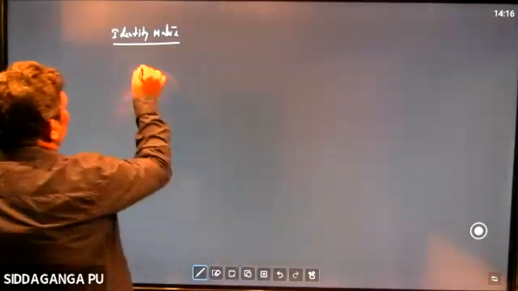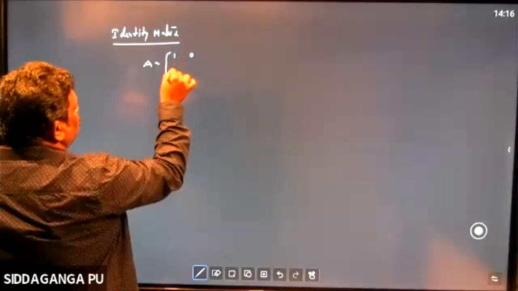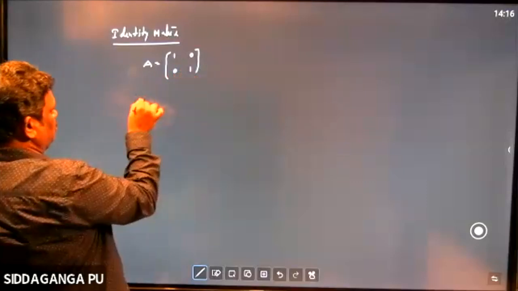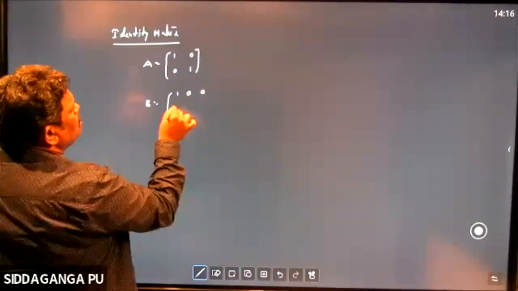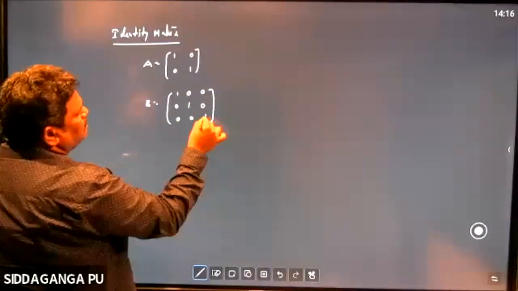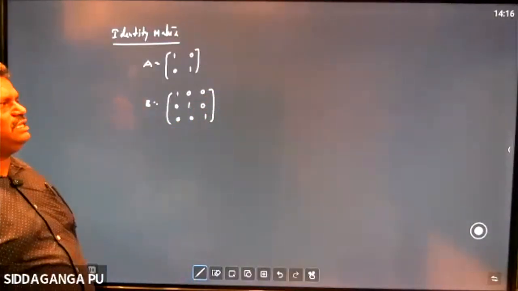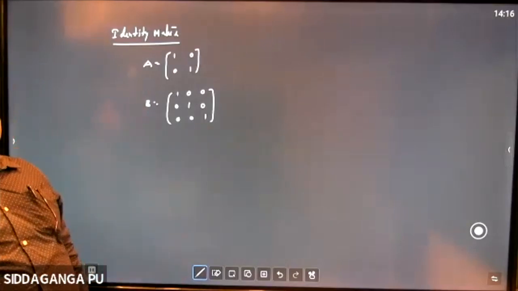For example, we can take A is equal to 1, 0, 0, 1, and B is equal to 1, 0, 0, 0, 1, 0, 0, 0, 1. Here, this is the 2 by 2 matrix and this is the 3 by 3 matrix. This matrix is called identity matrix or unit matrix.